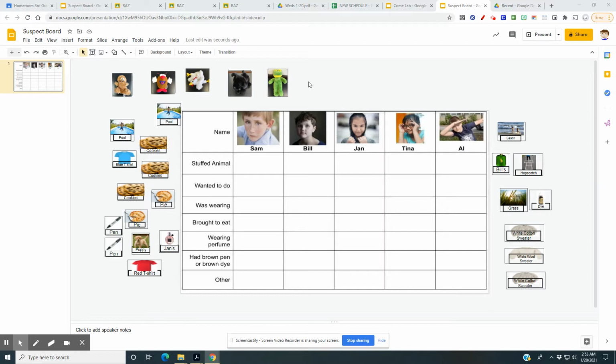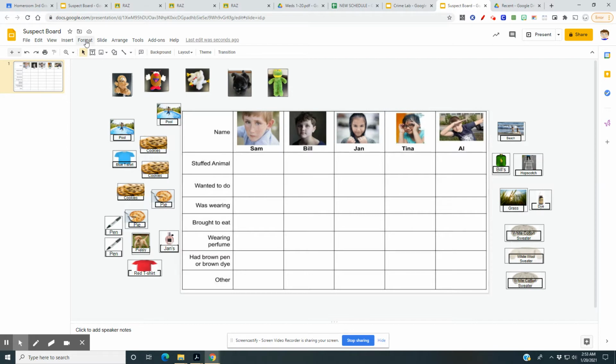And you can pause, and you're going to click and drag these characters, these clues, into the chart to show which character had or did whatever the clue is. So let's go ahead and get started.